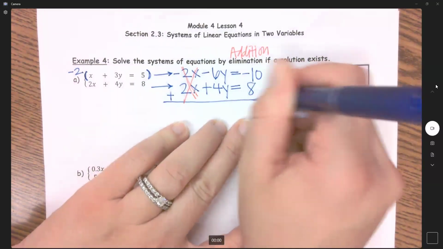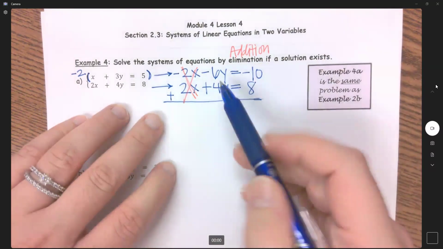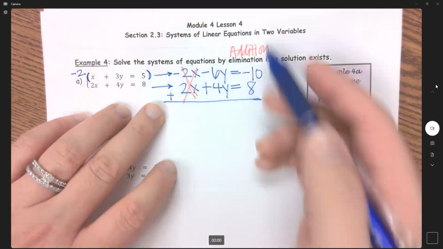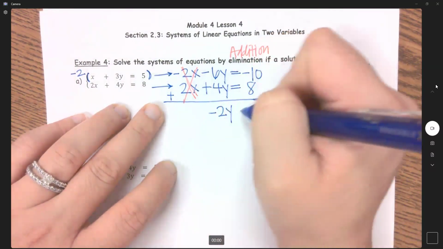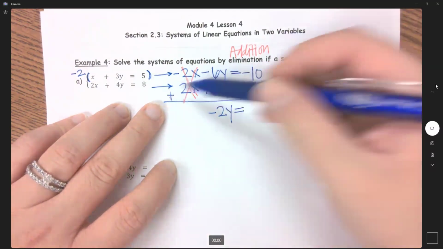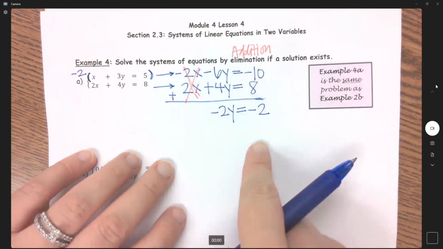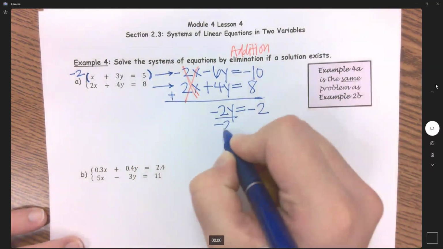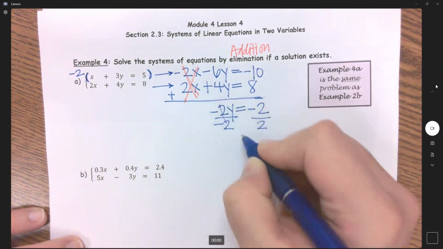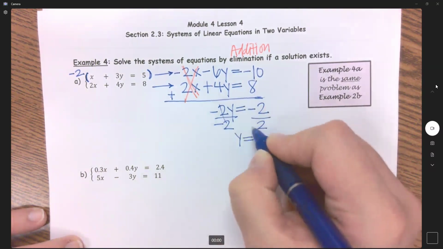So now we will add what we have left here. So -6y plus 4y gives me -2y. -10 plus 8 gives me -2. And now I have a one-step equation here. Divide both sides by -2. And we get y equals 1.